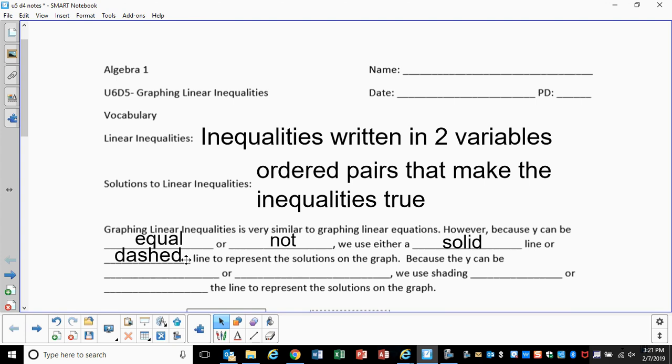So, because we're not saying y is equal to all this stuff, because it could also be just greater than or less than to it, we use a different kind of line. So solid line means that we're equaling these ordered pairs on the line, where a dashed line means we're not equal to these ordered pairs. So the ones that are on that line wouldn't be a solution, okay? And also because it can be greater than or equal to, or less than or equal to, or whatever, with the inequality sign, we use shading either above or below the line to represent all the solutions on the graph.